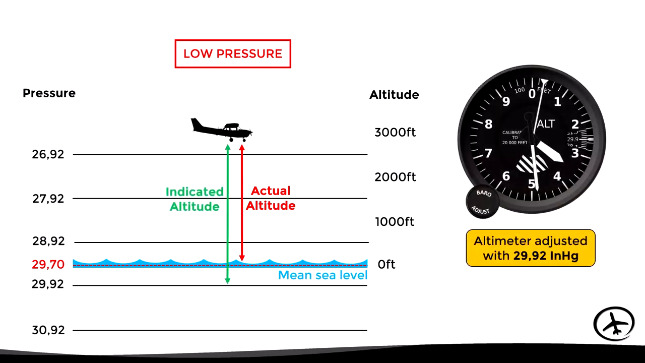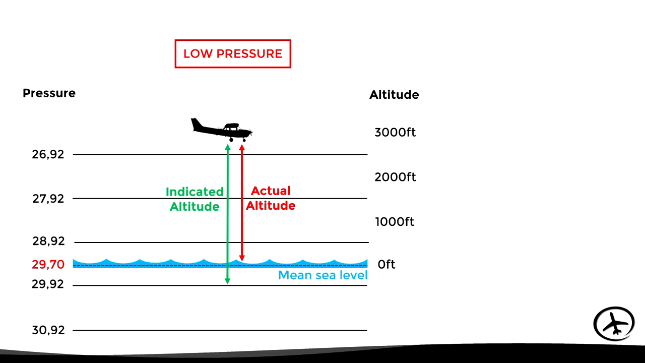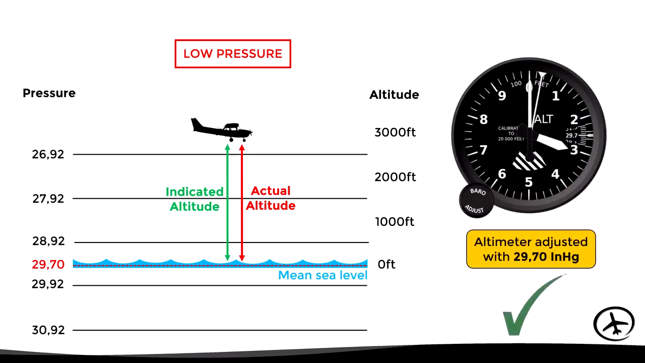So if in this situation the altimeter is adjusted with 29.92, the indicated altitude will be higher than the actual altitude. Therefore, in order to obtain a correct altitude reading, the pilot will have to adjust 29.70 as the new barometric reference, since it's the new pressure level that identifies the mean sea level.